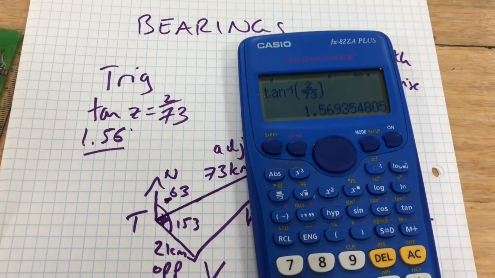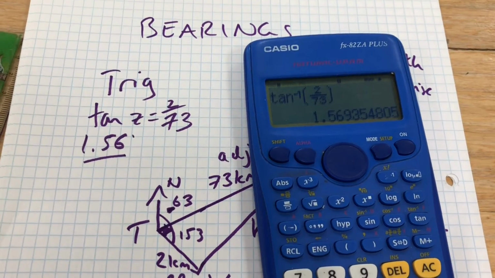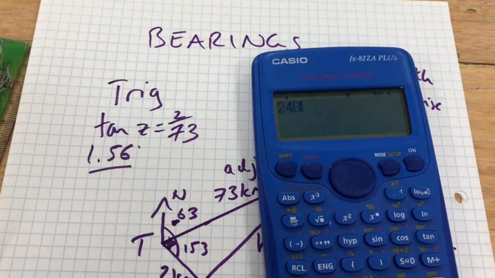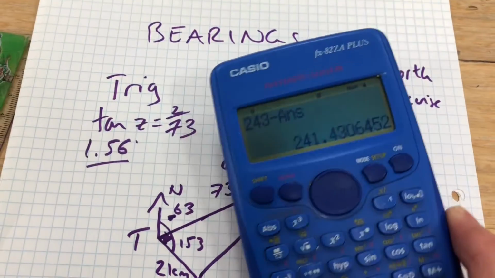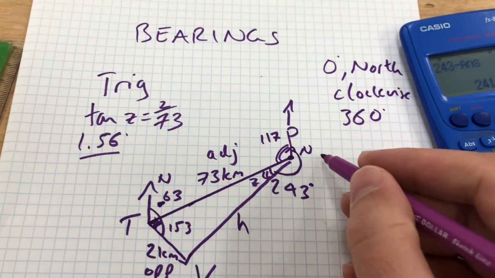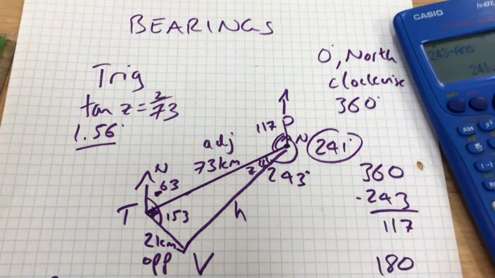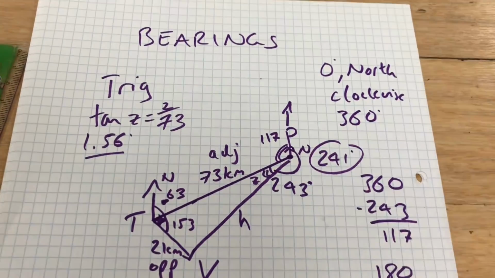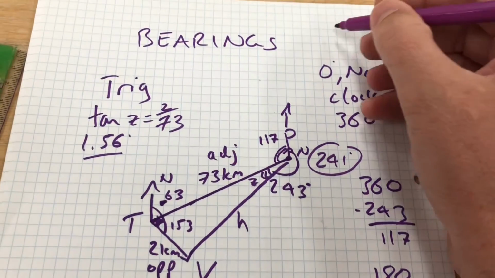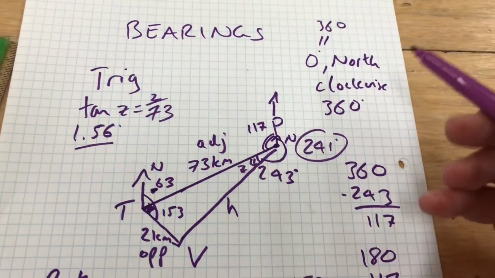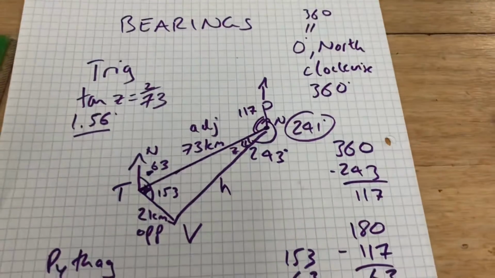So the correct bearing should have been? 241. So 243 minus that answer, 241. So they should have set out at a bearing of 241. There we go. We've solved that problem using angles around a point, using parallel lines, using Pythagoras, using trigonometry.